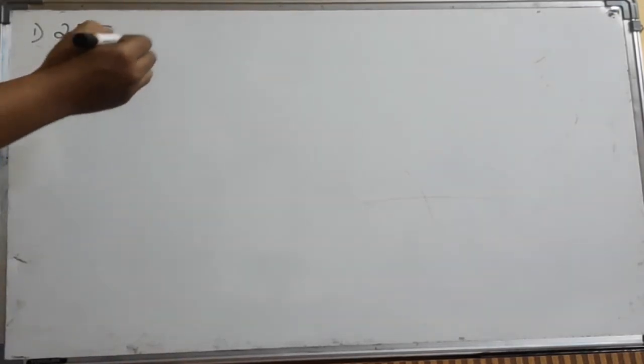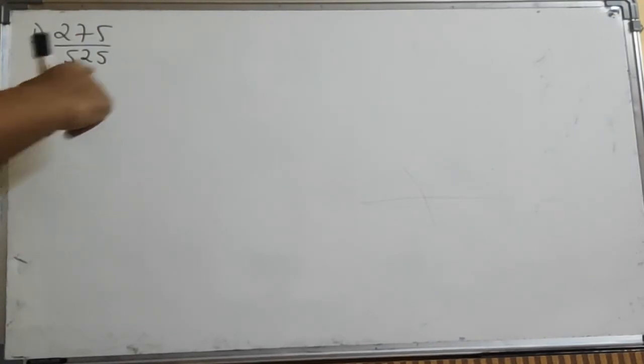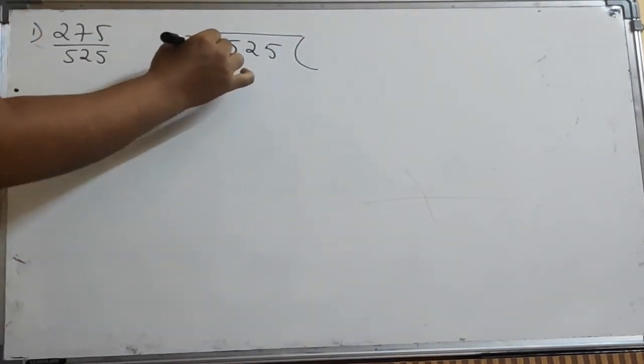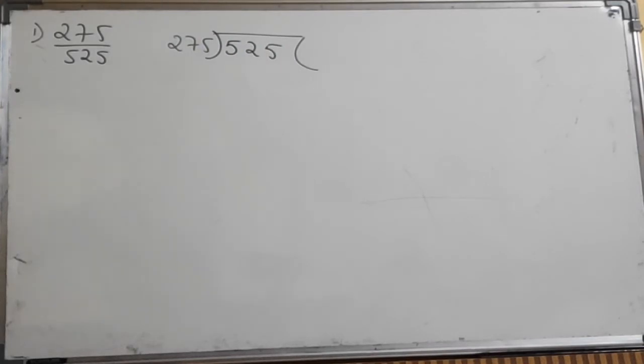So we'll look into the first sum, that is 275 upon 525. Okay, so division method, the bigger number 525. 525 divided by 275. Okay, this is the first step we did. What is the first step? Divide the bigger number by the smaller number.